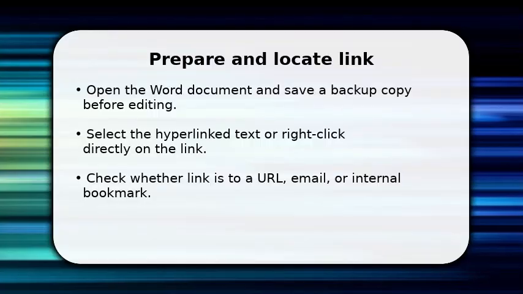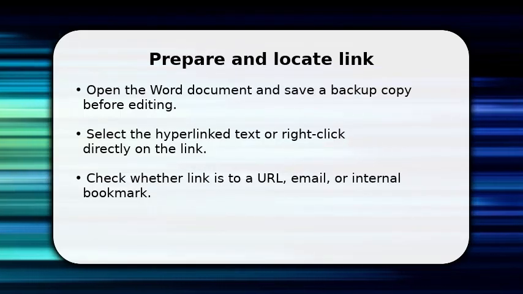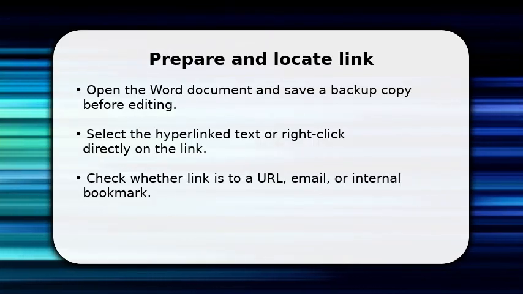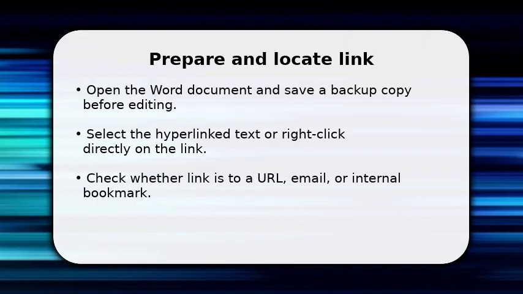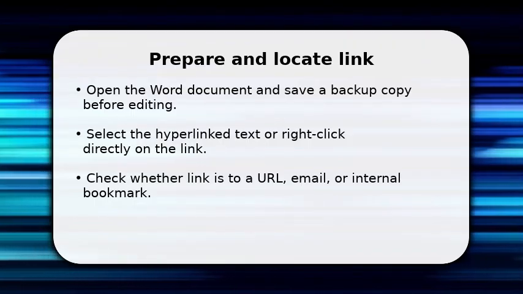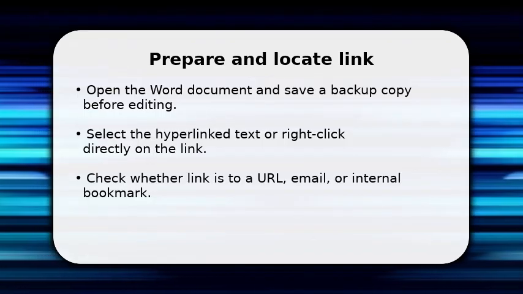You start by making a backup and locating the problem link so you don't lose work. Once you've saved, click the hyperlink text or right-click the links area to reveal options. Make sure you identify the link type, web URL, mail to, or document bookmark, because the fix differs slightly. If it's an internal bookmark, note the target heading or location. If it's a web address, copy the intended correct URL into your clipboard before you proceed.